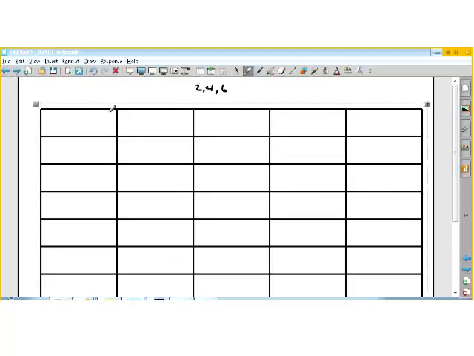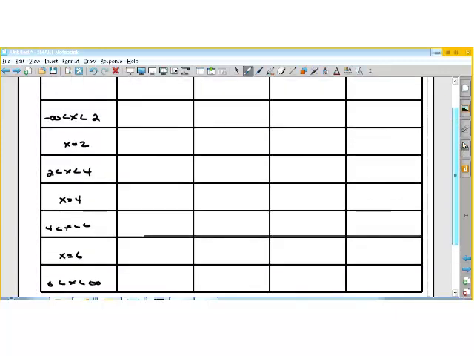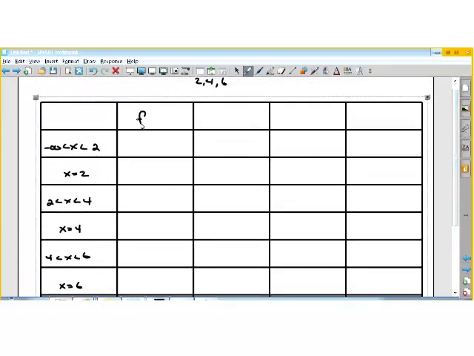2, 4, 6. Okay, so from negative infinity to 2, x equals 2. Then you go from 2 to 4, x equals 4. 4 to 6, x equals 6, and 6 to positive infinity. So you can see I've covered the entire domain. And then here we put f of x, here we put f prime of x, here we put f double prime of x, and then our comments.